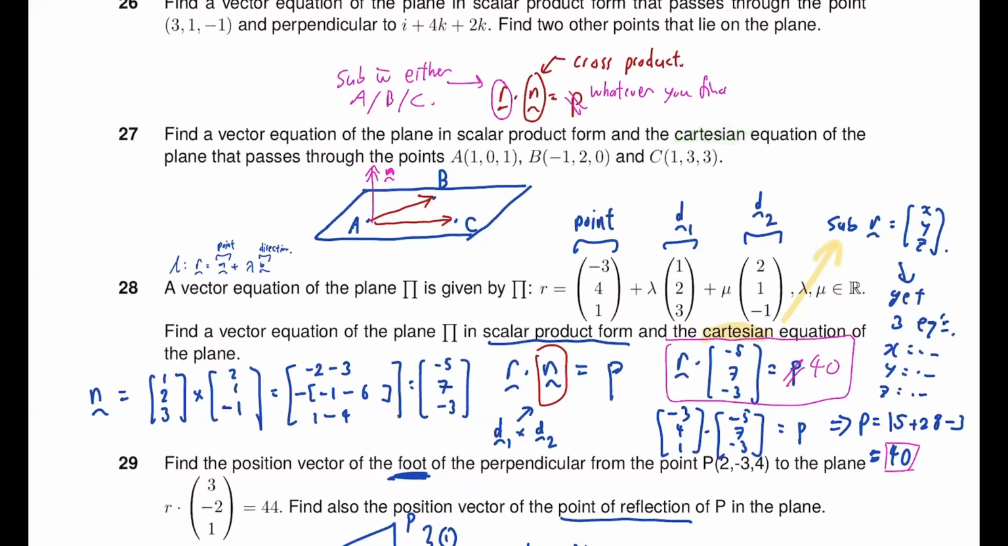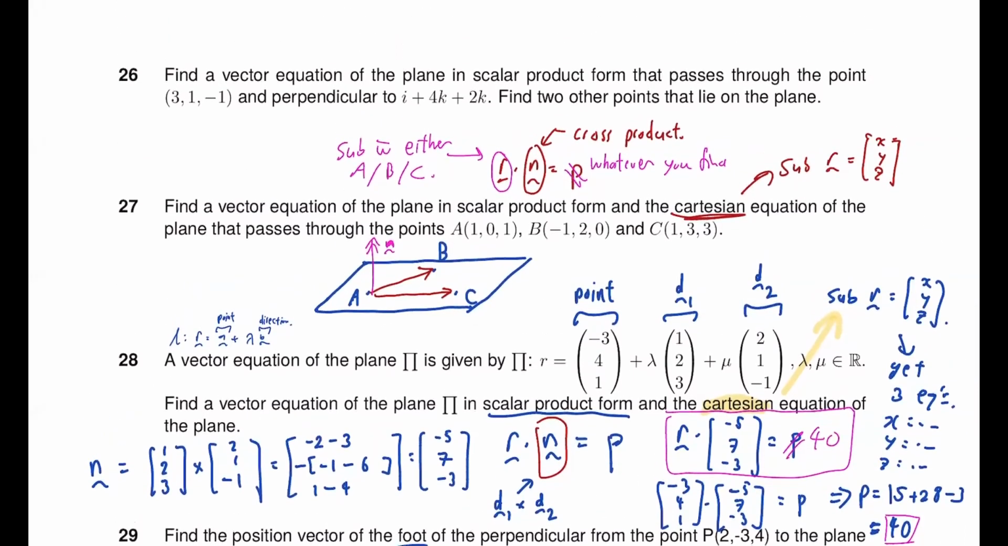Okay, so after you find your scalar product form, what do you need to do? Cartesian form. How to find the Cartesian form? Just sub in the x, y, z. Okay, can. Yeah. Sub. Not enough, still need to conclude. The conclusion is you get three equations: x equals something, y equals something, z equals something. Okay, easy, right? Good. Then 26, find a vector equation. It should get easier and easier because I'm going backwards.